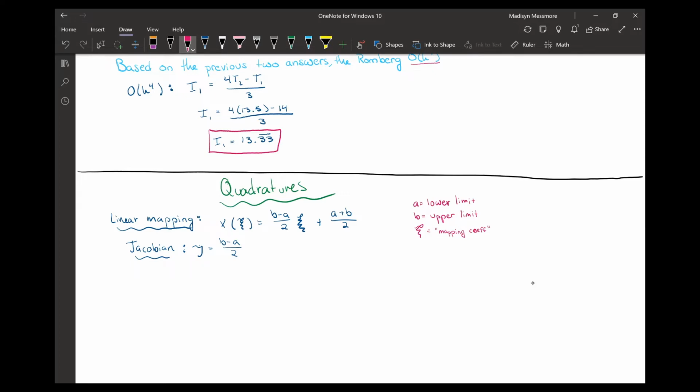Because when you're asked a question like, what is the linear mapping for this integral, the answer will look something like that. It'll be like xi plus 2. It won't be just a number, which confuses some people sometimes.